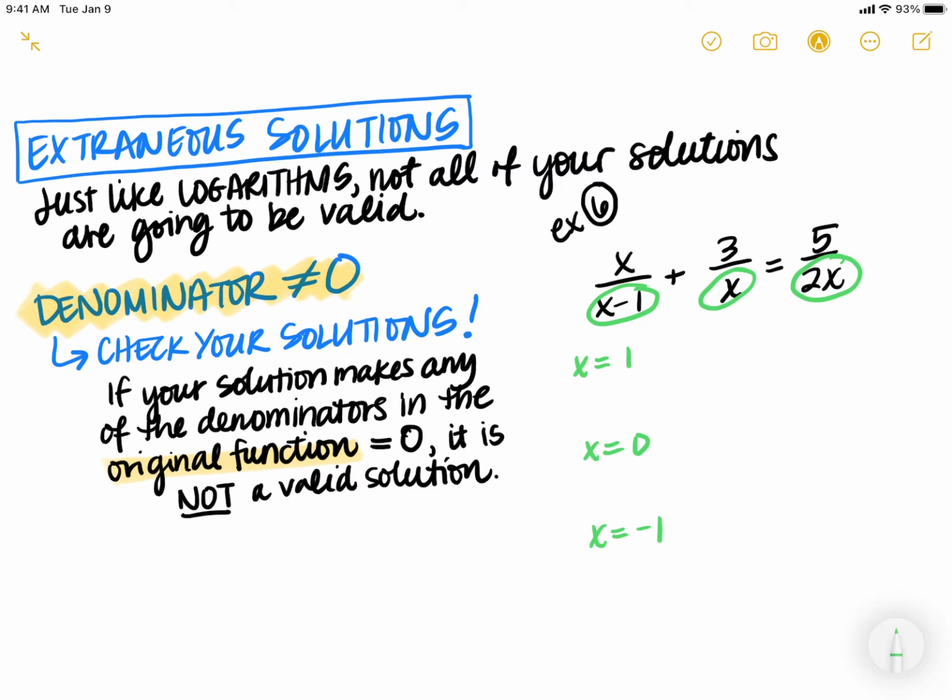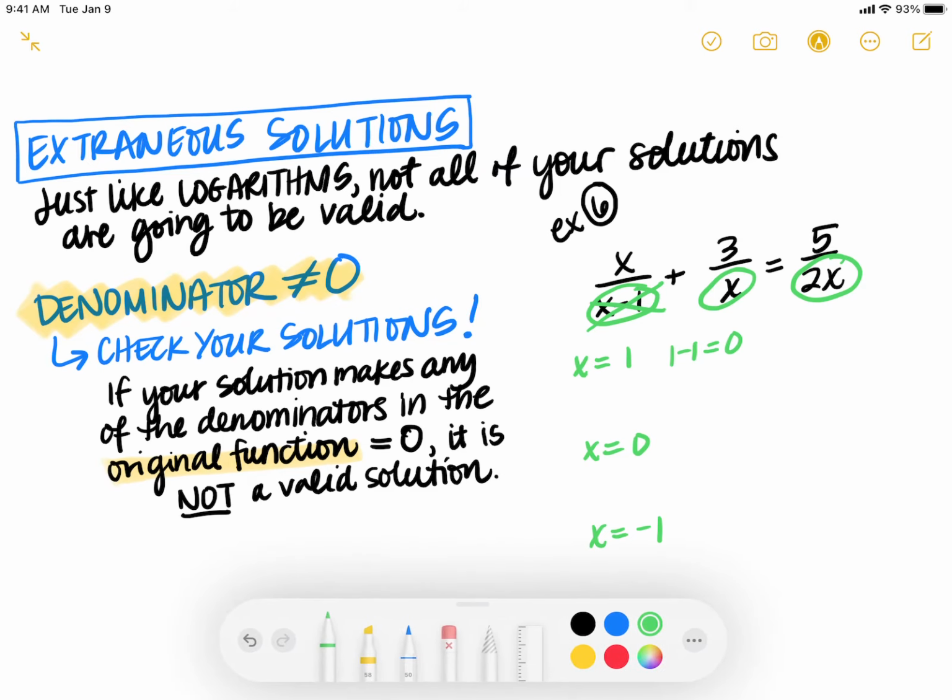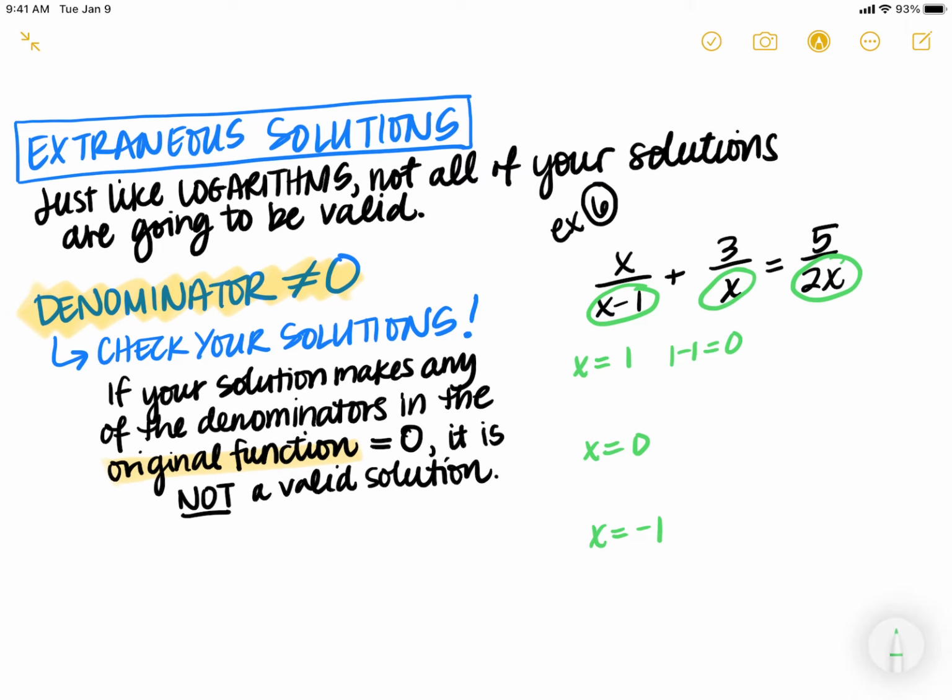So when I plug back in 1, I have 1 minus 1. That equals 0. So right off the bat, I cannot use x equals 1 as my solution because that very first denominator is 0. Now I can check the other 2 denominators and see that the other denominators are going to be 1, which equals 1, and 2 times 1, which equals 2. But because this first denominator didn't work out, this solution is not actually a solution.